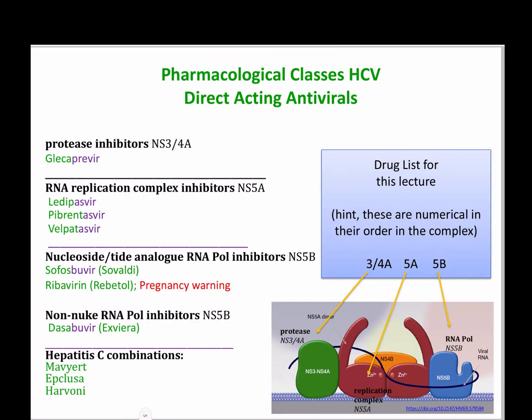So we're going to have only 3 major drug classes with 2 subclasses within one of them. And they're all going to be targeted within this major complex of replication.